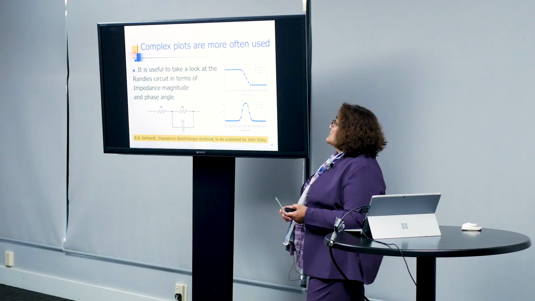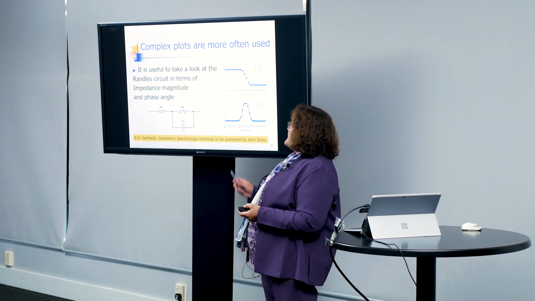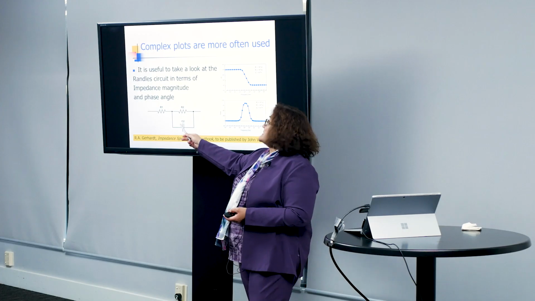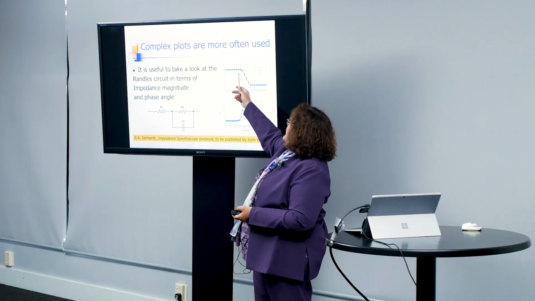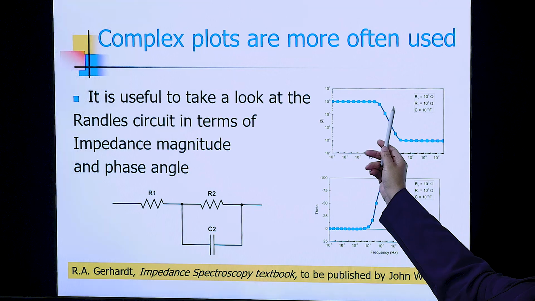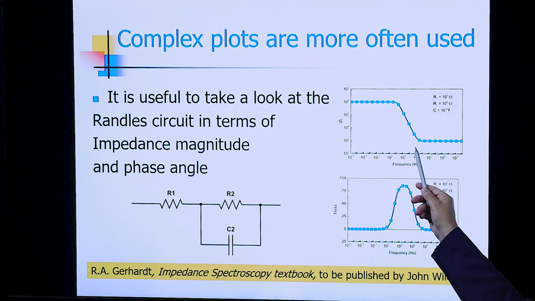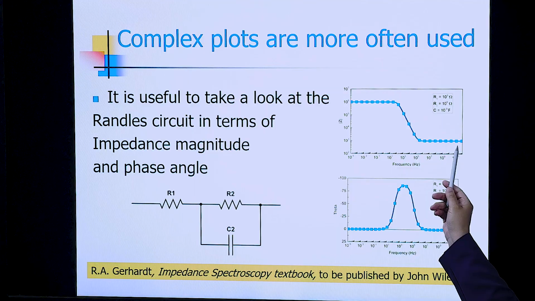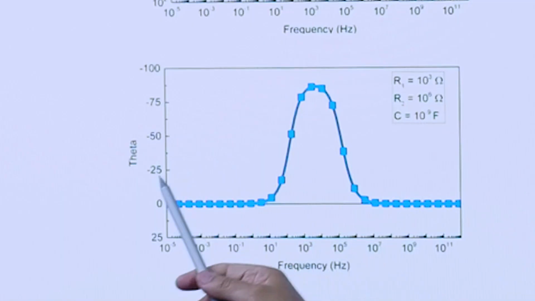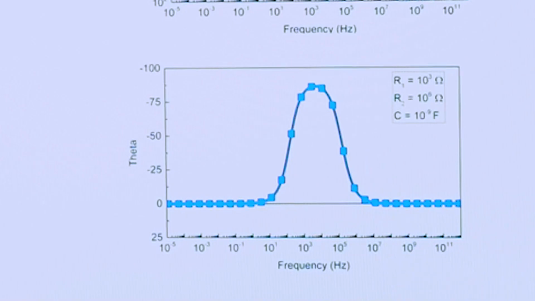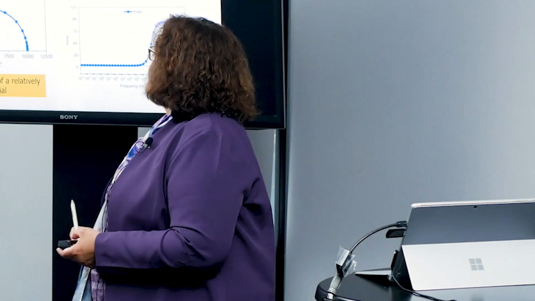So getting back to the idea of the magnitude of the impedance vector, if you take again the Randles circuit, this is what the impedance vector looks like. You have the high resistor going down due to the capacitance to another lower value resistor. And if you look at the phase angle, you see an increase and then a decrease as well.